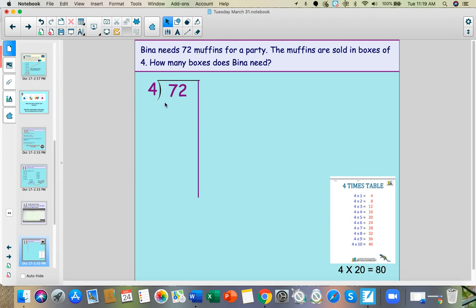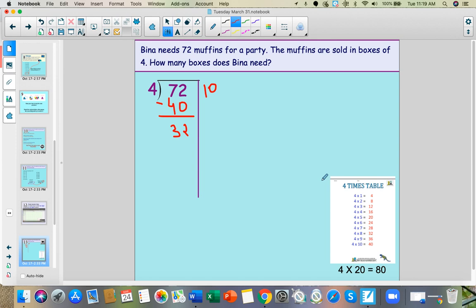So 72 divided by 4, we know the easy multiples are 4 times 10 is 40, 4 times 20 is 80, 80 is too much. So I'm going to use 4 times 10. I'm going to do 4 times 10 is 40. You subtract 72 minus 40, and 2 minus 0 is 2, and 7 minus 4 is 3.